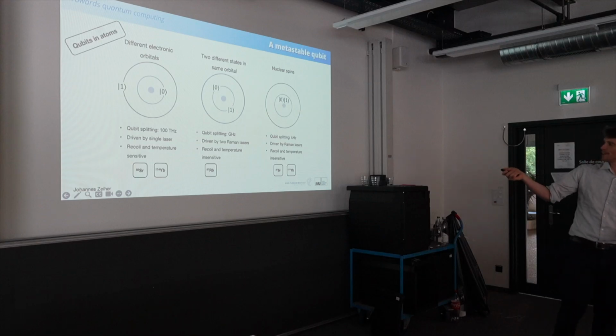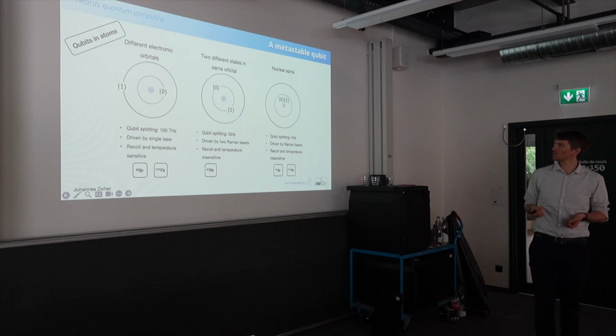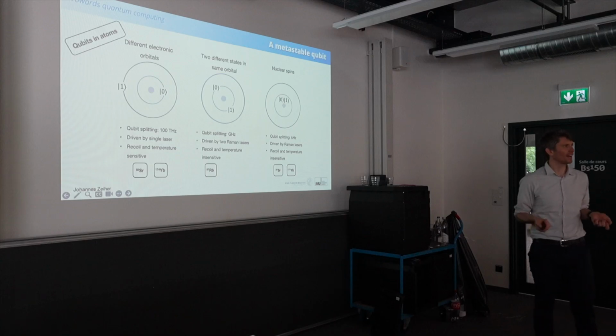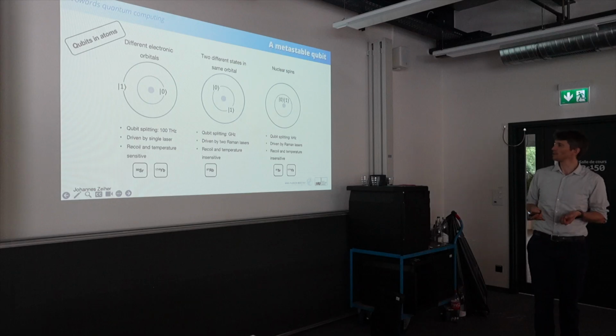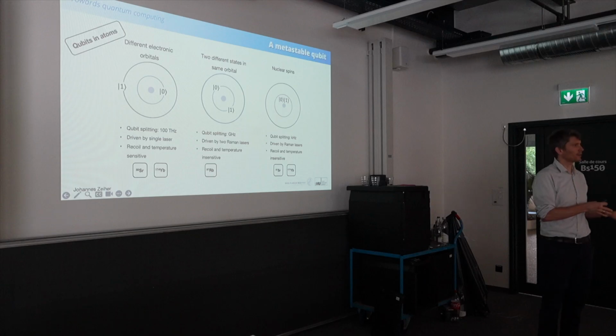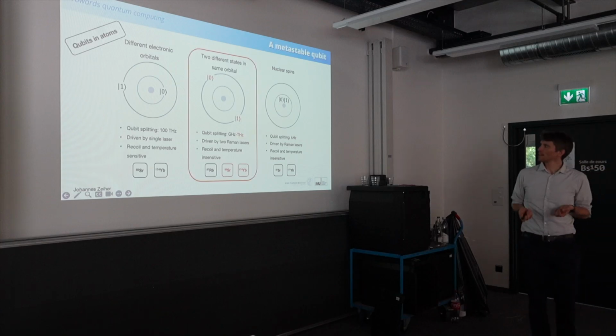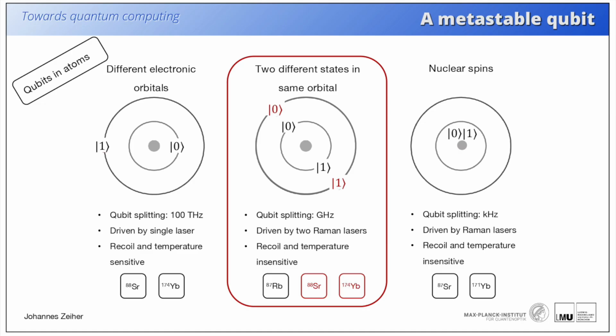And then there's this class here in the middle where you take two different states in the same electronic orbital. An example of that would be hyperfine states in the alkali atoms. So this is what you find in lithium, but also in rubidium and cesium. And here qubit splittings are typically gigahertz. You can also use Raman lasers to drive this. And similar to the nuclear qubit, they're not very sensitive to recoil and temperature, but they're usually more sensitive to external perturbations.